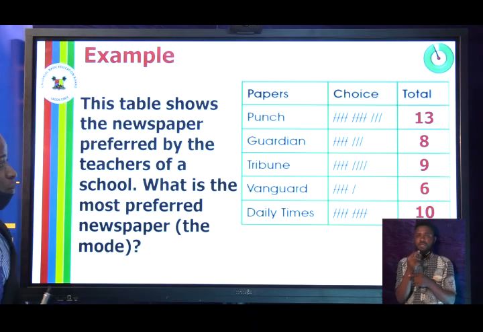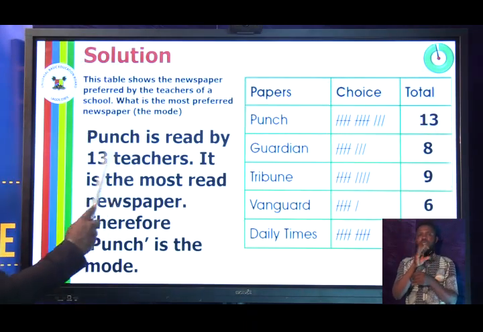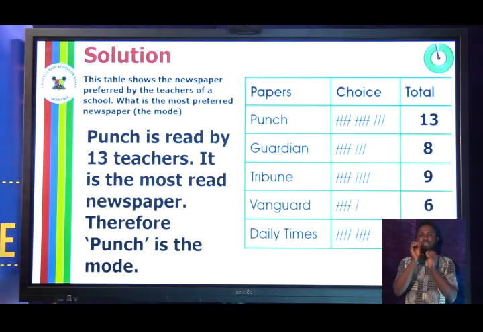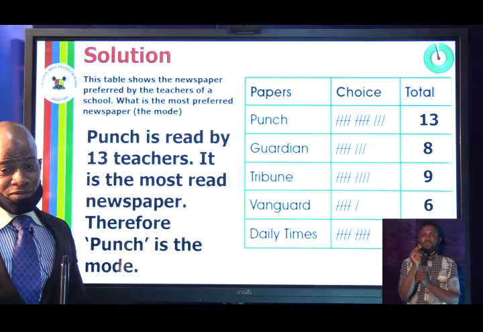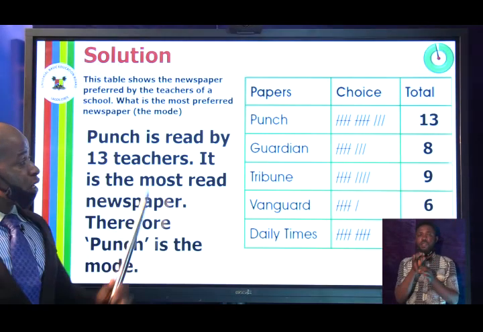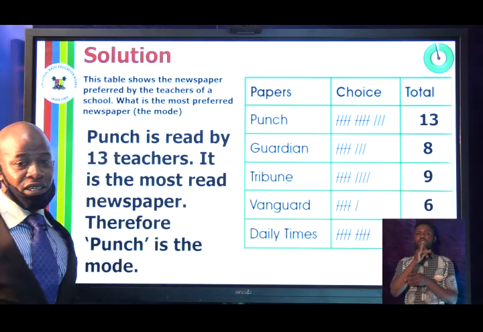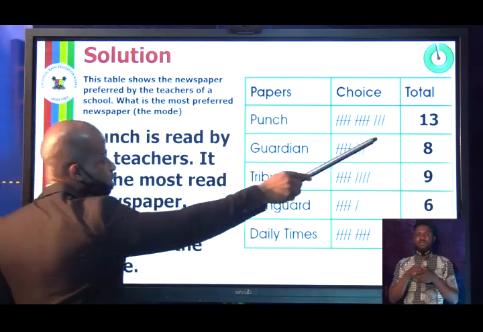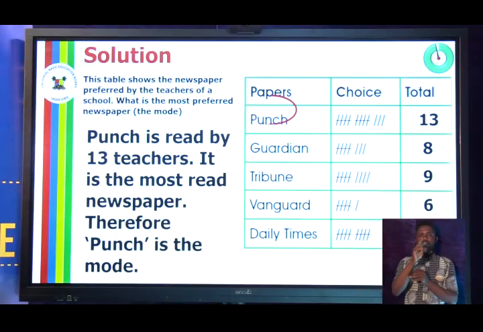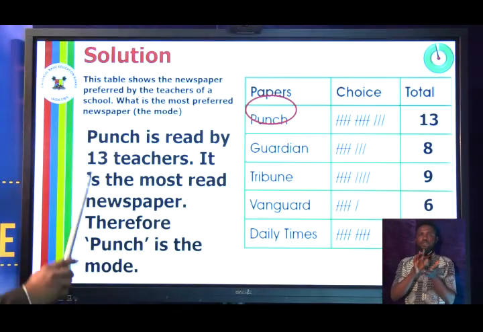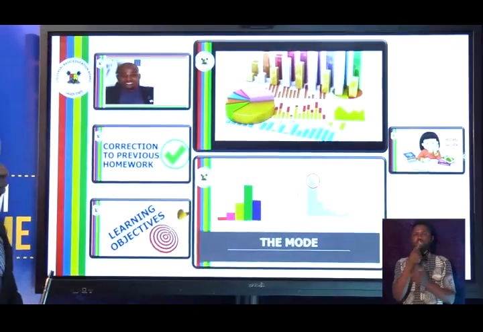Well, let's see the next screen and see whether we're going to get that right. Now, the Punch newspaper is read by 13 teachers. So which one is the mode? Is it Punch or is it 13? Well, if you selected Punch, then you are correct, because Punch is the data we are interested in. The 13 is just the count. So the mode is the Punch newspaper. So the Punch is the mode.